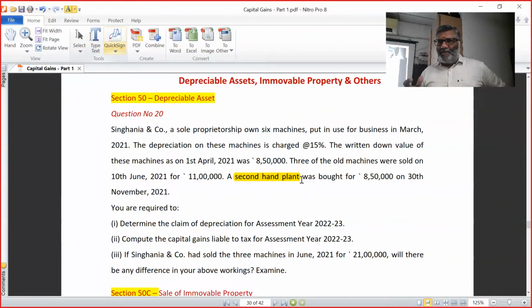Block existence, so no additional depreciation. That's why second hand machinery was purchased for 850 on 30th November. A, determine the claim for depreciation, compute the capital gain. Third case, if Sinhania and Co. has sold all the 3 machines for 21 lakhs, will there be any difference in our working?